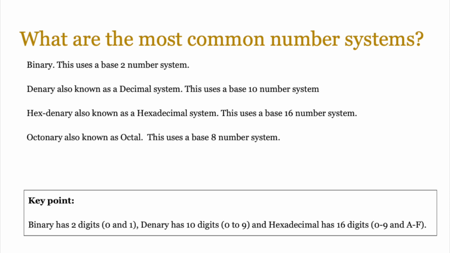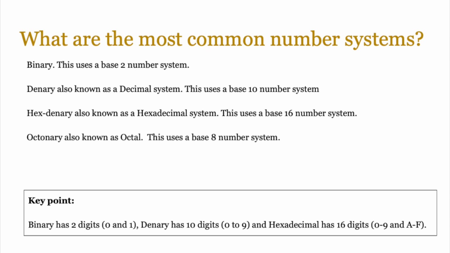Hexadenary, also known as the hexadecimal system, uses a base 16 number system. And there's obviously octonary, also known as octal. This uses a base 8 number system, so it has 8 digits. Hexadecimal has 16 digits. We only need to know about binary, denary, and hexadecimal. So the key points are binary is base 2, has 2 digits, 0 and 1. Denary is base 10, has 10 digits, 0 to 9. And hexadecimal is base 16, and it has 16 digits, 0 to 9 and A to F.